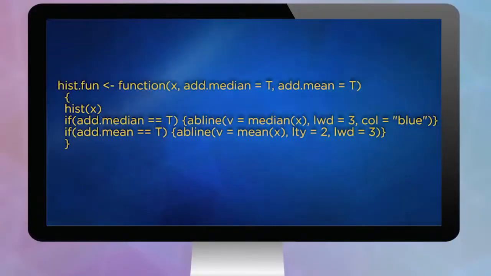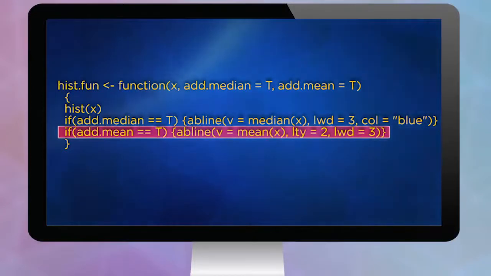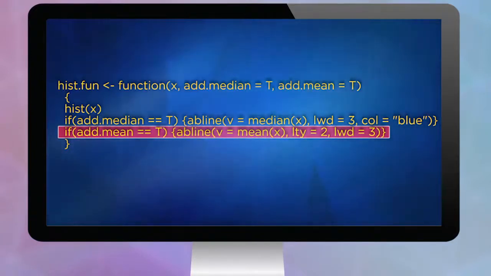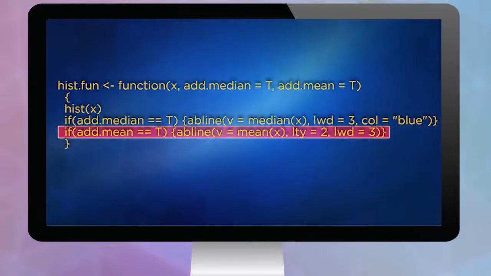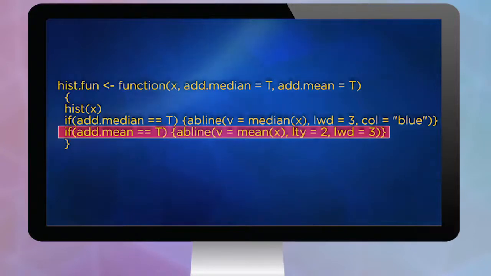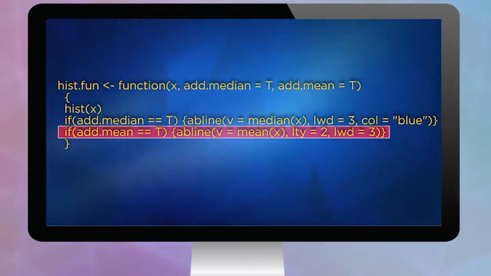Here's our code. So let's highlight what we're doing differently here, which is near the bottom. If add.mean equals true, now we're going to add another abline. Here, a vertical line at the mean of x. I'm changing the line type because I really want to differentiate between the median and the mean. So lty equals 2 means change the line type to a dashed line. And I'm still going to give it a weight of 3.